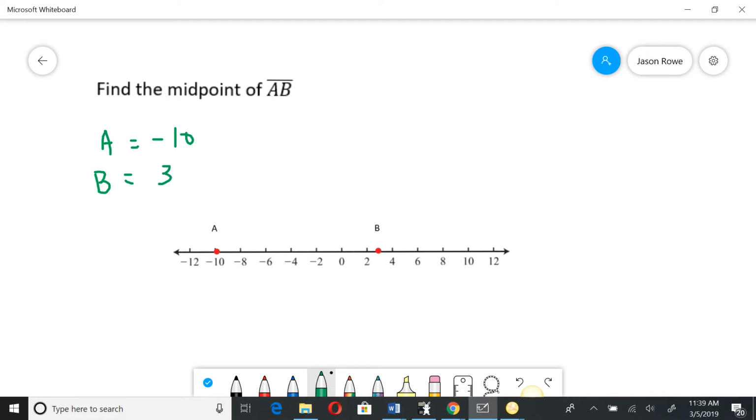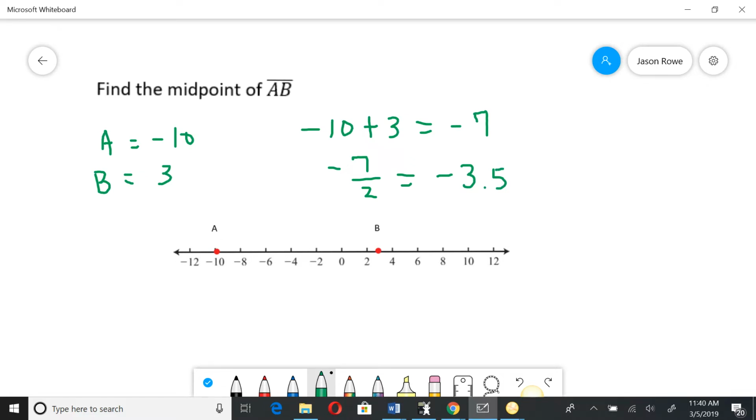So to find the midpoint, remember our 2 steps. Step 1 is to add the coordinates. So we're going to add -10 plus 3, which gives us -7. And then step 2 is to take that value and divide it by 2. So that means that the midpoint of segment AB is at -3.5.